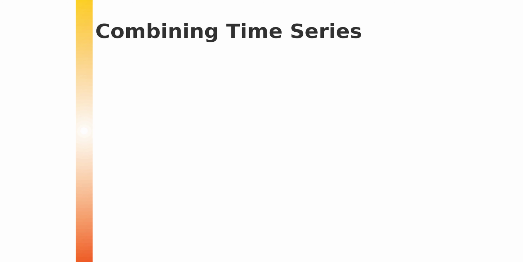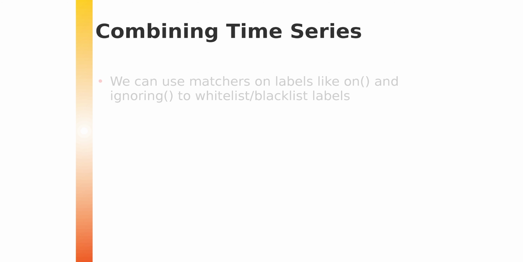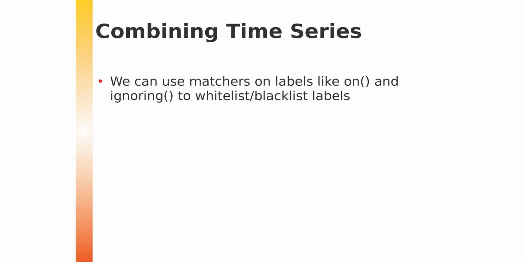So, combining time series, and we're almost done. Prometheus allows some really powerful ways to group your metrics, even if they don't have labels or even if they're just completely different time series. A couple of the techniques available when you're combining things: you can use the on operator and the ignoring operator to whitelist or blacklist labels. You saw this in the previous example.